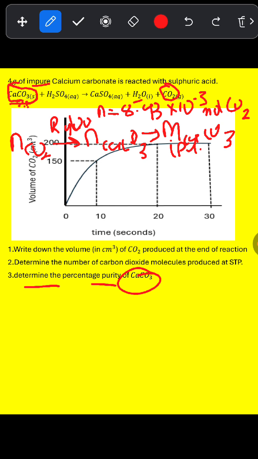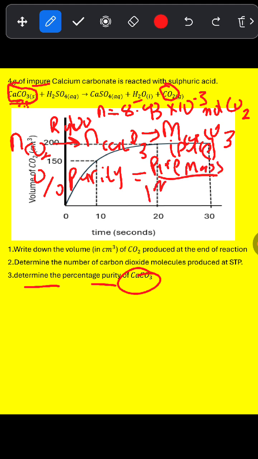Now, this mass is pure. Then to get the percentage purity, I will say the pure mass of calcium carbonate divided by the impure mass of calcium carbonate times 100. That will be the percentage purity.